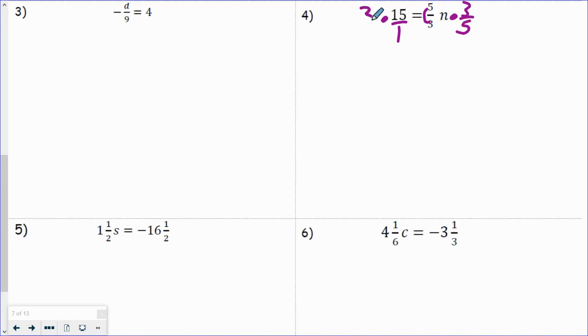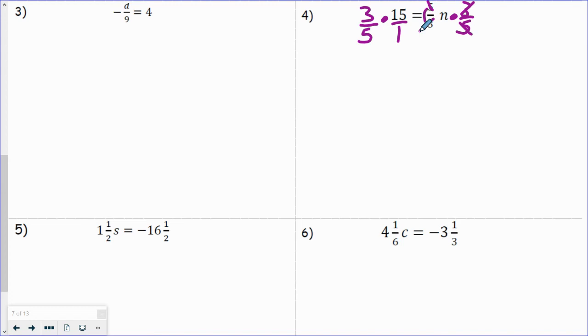And whatever I do to one side, I have to do to the other side. What that does is cause my 5's to cancel, because 5 over 5 makes 1, and 3 over 3 makes the other. Because if I was to multiply, I would have had 15 over 15. Well, there's 15 slices of pizza, and your brother ate 15 slices. He ate the whole pizza.